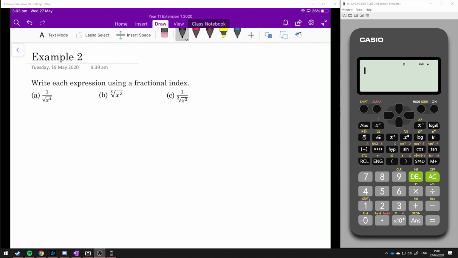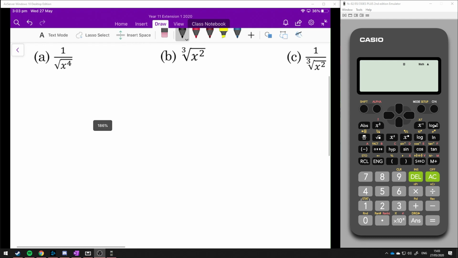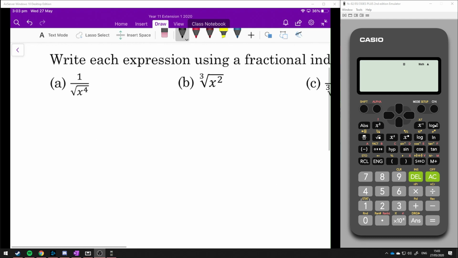Okay, now we're going to go the other way, so write each expression using fractional index. And we're going to start with this one over here, which is 1 over the square root of x to the 4. So for this one, 1 over the square root of x to the power of 4. Okay, we're going to write that number on the bottom in fractional form. So it's x to the 4 over 2. Okay, because the square root goes on the bottom, so it's only a 2. It's only a 2 root, so it's on the bottom, and then the power of the x is on top.